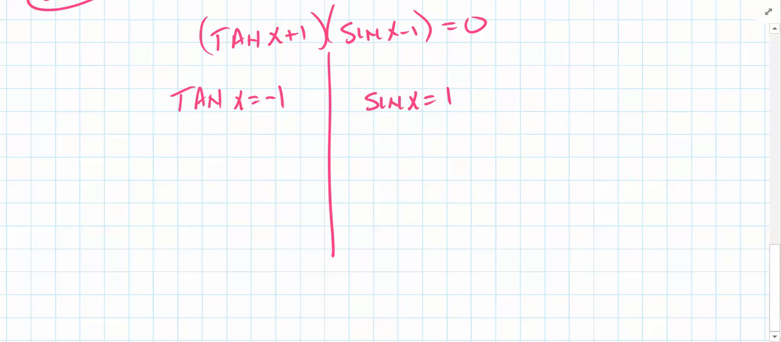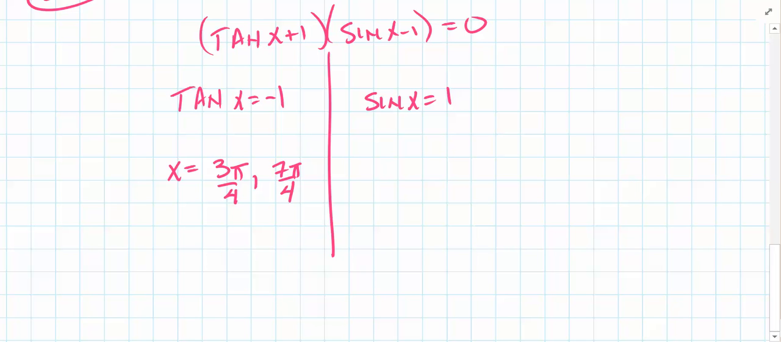So now you ask yourself the question, when on the unit circle from 0 to 2 pi will the tangent have a value of negative 1? What 2 angles will that be? There's 2 of them out there. It's 3 pi over 4 and 7 pi over 4. Very good. Nice job, Griffin. 3 pi over 4 is one of them, and 7 pi over 4 is another one.